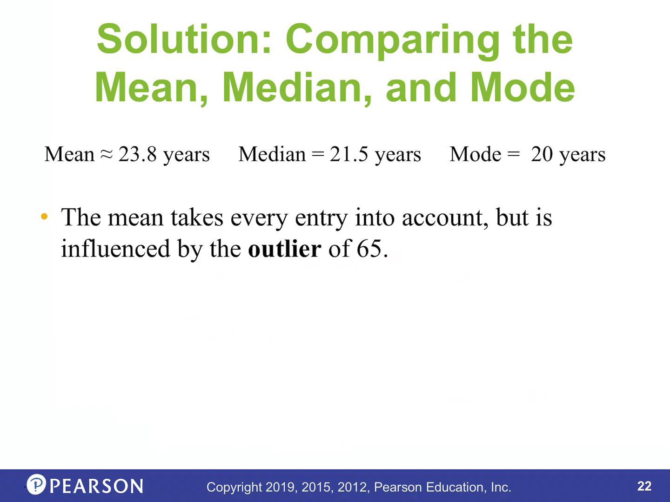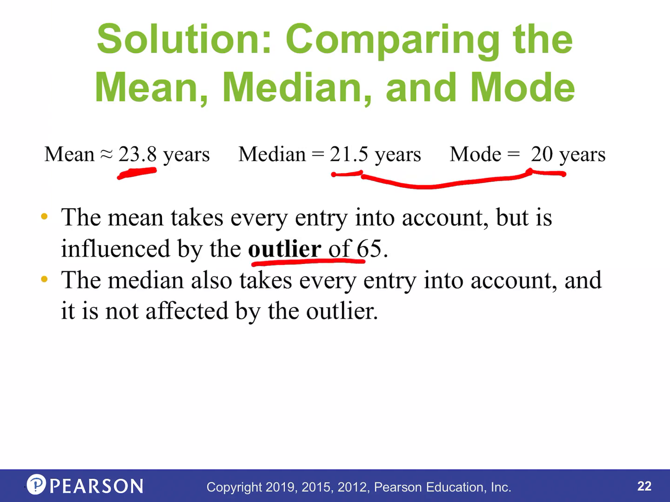So let's take a look. Our most common number is 20. Our middlemost number is 21.5. Okay, they're pretty close, 1.5 off. But our mean is a bit higher. It's 23.8. That's because of that outlier.